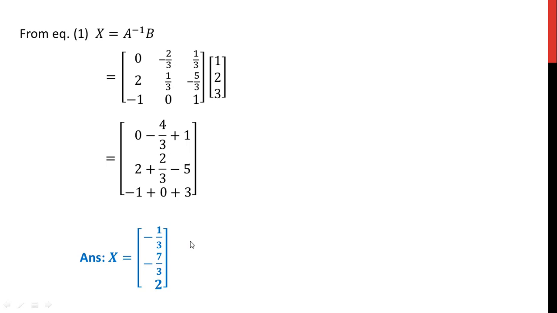So see all these three questions that we have discussed today. These are the different types of questions given in your textbook.